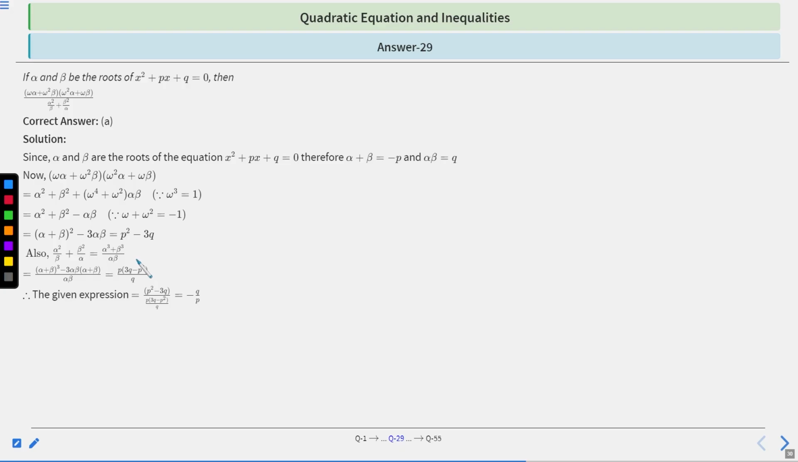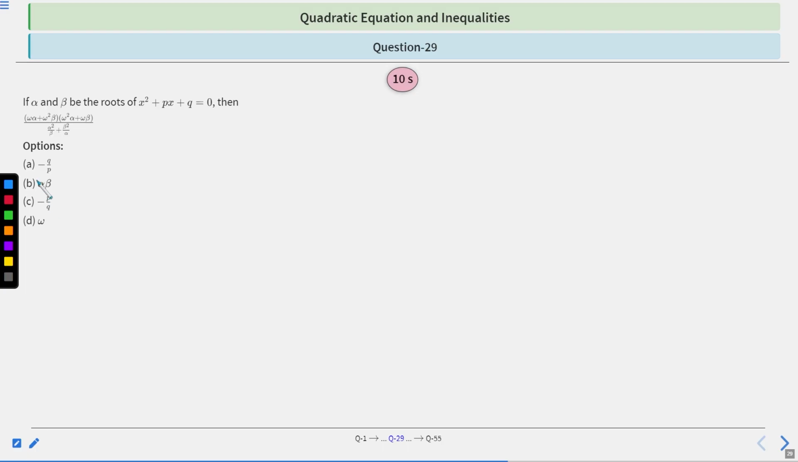So it can be written as alpha plus beta whole square minus 3 alpha beta, which is p square minus 3q. Also, in the denominator part, which is alpha square upon beta plus beta square upon alpha, put the value of alpha beta and alpha plus beta, and we get the denominator part as this. Now put the numerator and the denominator part, and we get the value of the expression as minus q upon p. So I think option A is the right choice.